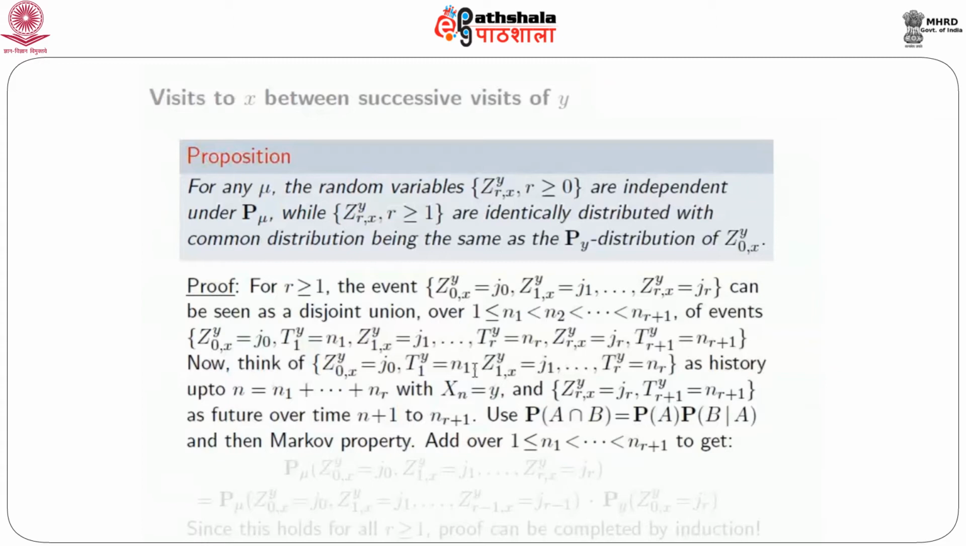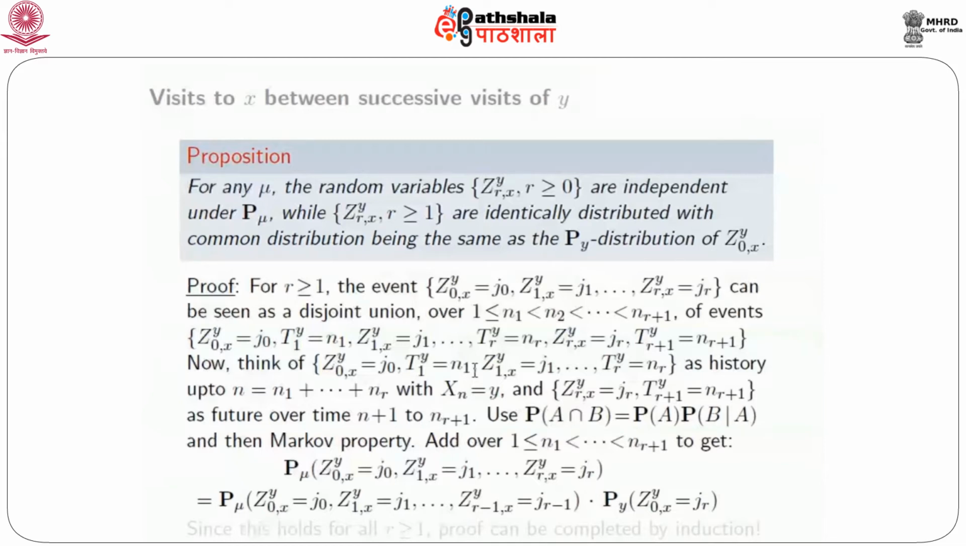to get this final identity that the original event, the p mu probability of that, is the p mu probability of what we considered as history part, and then conditioned on the history, the conditional probability of that future simply becomes py probability that z0 xy is jr. You can see that why that is so. It's just simple Markov property.